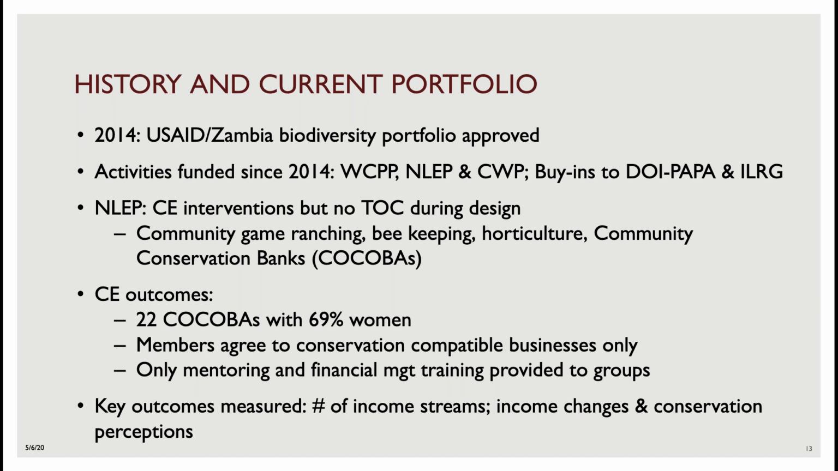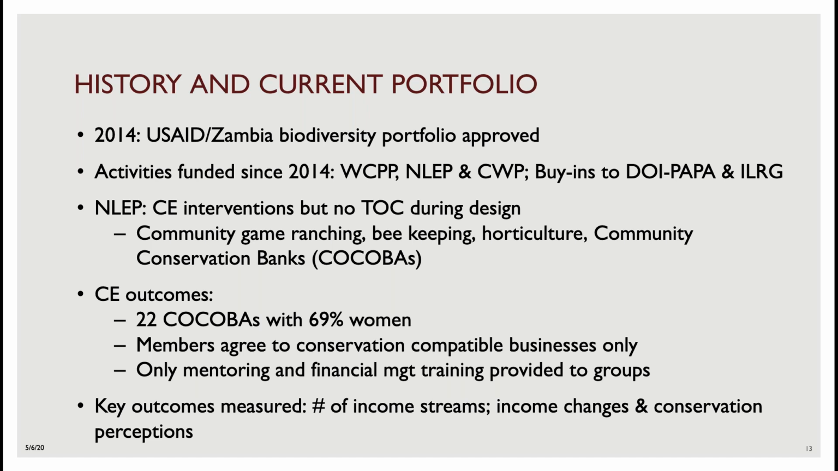We had 22 COCOBAs, the micro-lending groups that were formed with support from the project. Looking at the representation, almost 70% were women. These groups were very good at empowering the women and making sure that they were able to improve their livelihoods with the businesses that they started with this support.